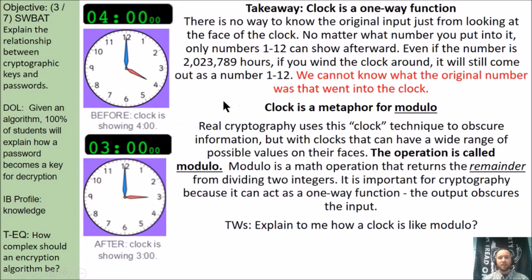Real cryptography uses this clock technique to obscure information, but with clocks that can have a wide range of possible values on their faces, the operation is called modulo. A modulo is a math operation. Okay, so I've spent quite a bit of time here just trying to explain that this is a mathematical concept, and because of this math magic, we are able to encrypt things. So your Think Write Share here is: explain to me how a clock is like modulo.